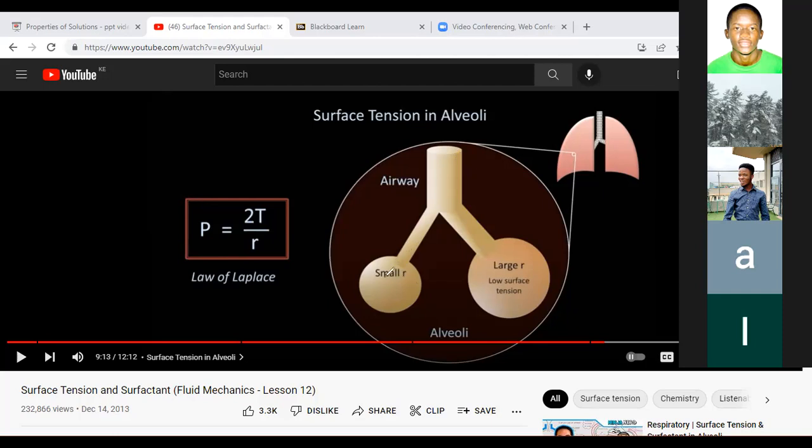The smaller radius will expand more. The reason it expands more is because it has more surfactant production. More surfactant means it increases the compliance more. And therefore, when you're inflating the lungs, these will easily expand more than the large ones. Because the large ones have very little surfactant, so their rate of expansion is smaller. So I'll ask the same question. Have you captured that?